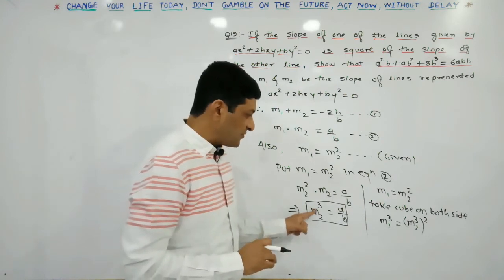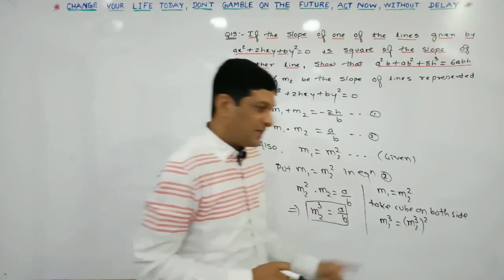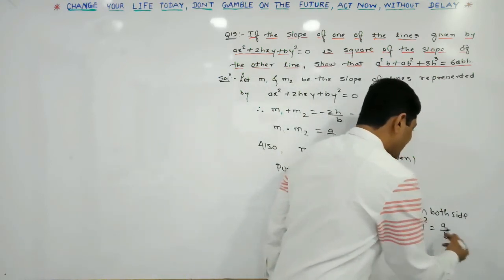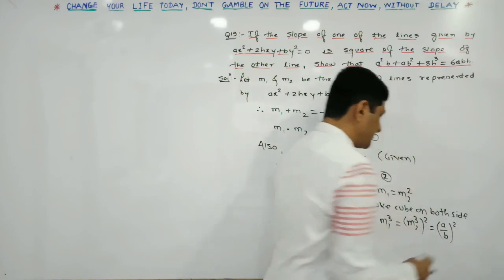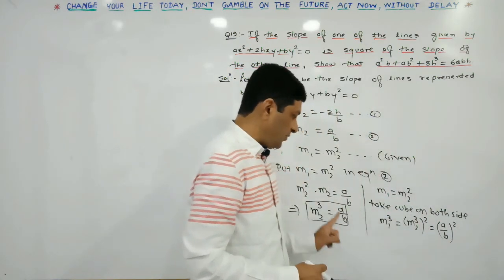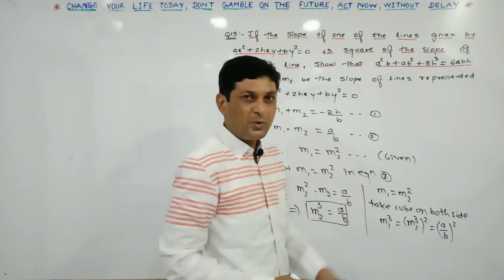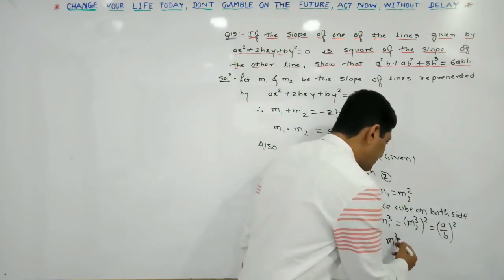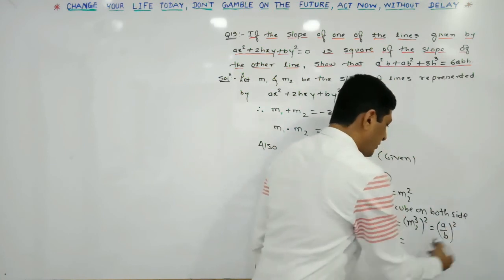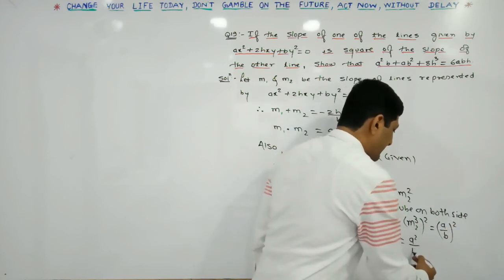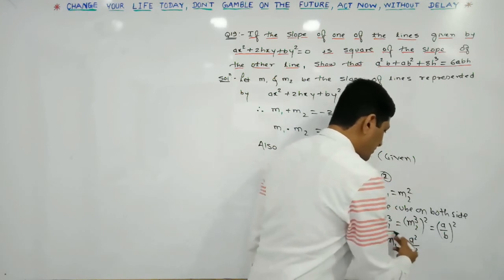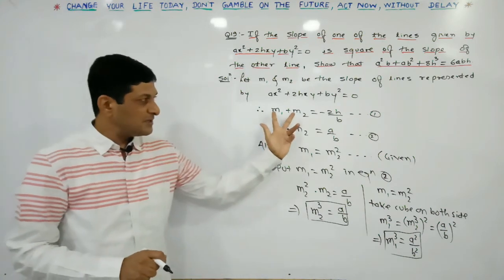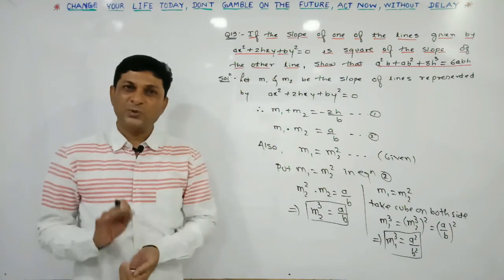Now the value of m2 cube is equal to a upon b. So we are replacing this m2 cube by a upon b, keeping this square as it is. What result are we getting? This implies that m1 cube will be equal to a upon b whole bracket square, which can be written as a square upon b square. In this way we have got the value of m1 cube also, the value of m2 cube also, and even the sum of slopes and product of slopes is known to us.